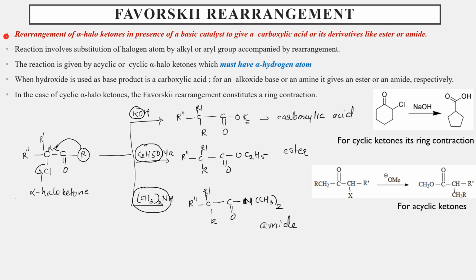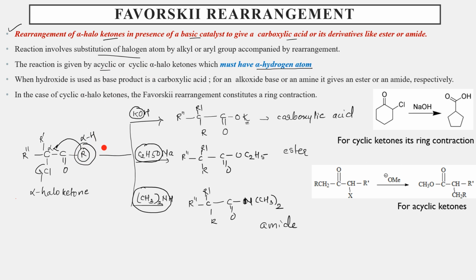So what exactly is this rearrangement? It is the rearrangement of alpha haloketones in the presence of a base to give a carboxylic acid or its derivatives. It involves substitution of the halogen atom by an alkyl or aryl group through rearrangement. It can take place for cyclic or acyclic alpha haloketones, which must have an alpha hydrogen atom. So on this group, there should be an alpha hydrogen atom.